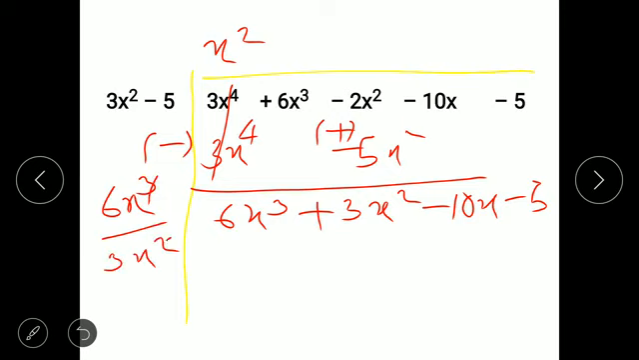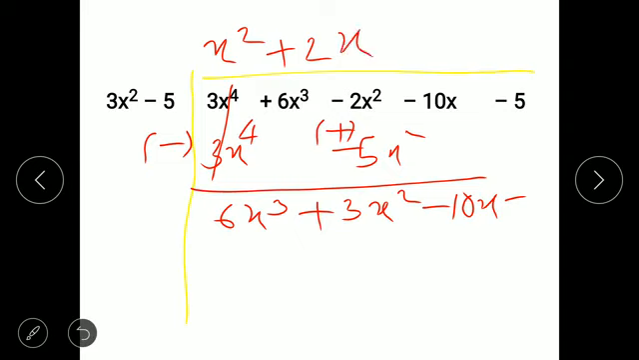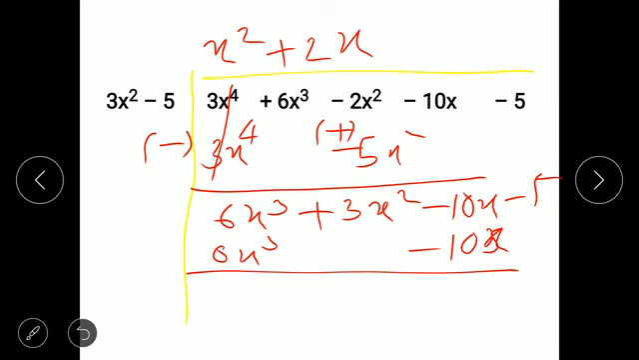x square cancels x, 6 and 3 cancel to 2. So what will we get? 2x. With this 2x multiply, 6x cube minus 10x. Cancel. What is remaining? 3x square is remaining, and here remaining minus 5.